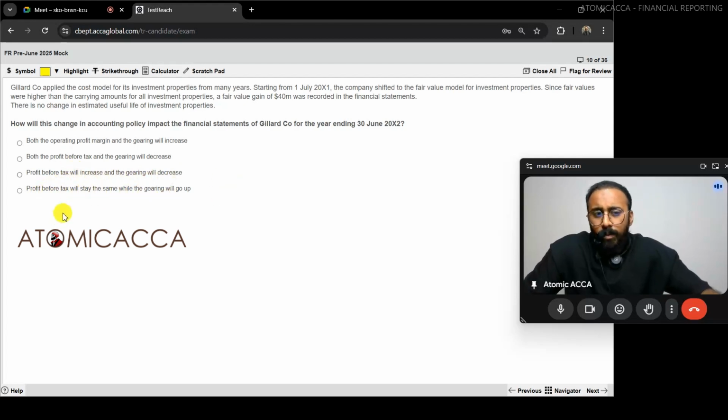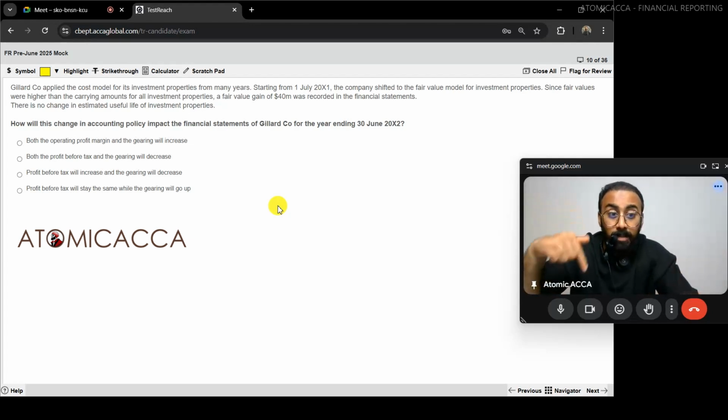First, let's look at where this gain goes. What is this related to? Investment property. So this gain is more like an investment income that we get. Where will investment income be shown? After PBIT, which means whether there is a gain or a loss, this will not cause my PBIT to change, which means my operating profit margin will not be impacted. So the first one is out anyway.